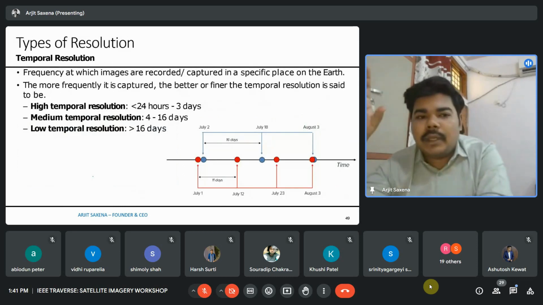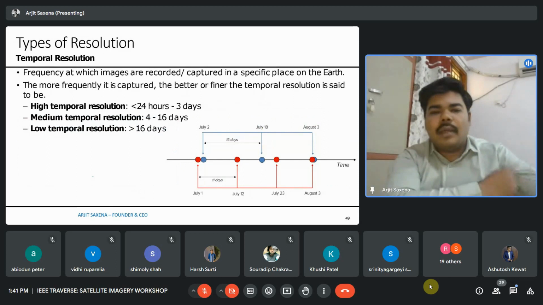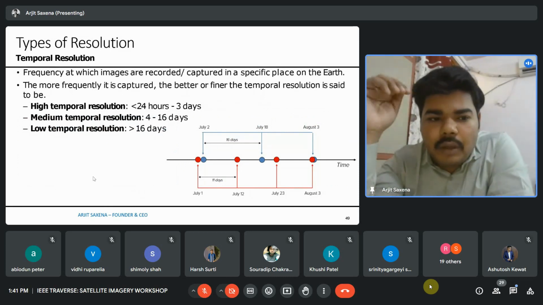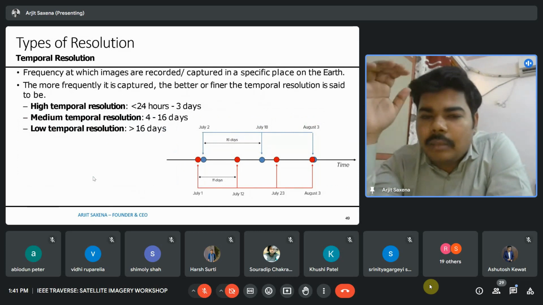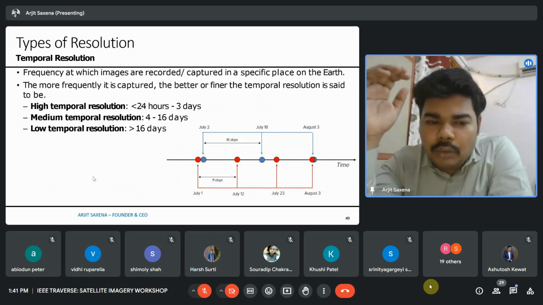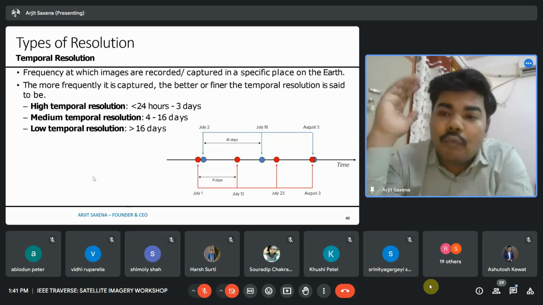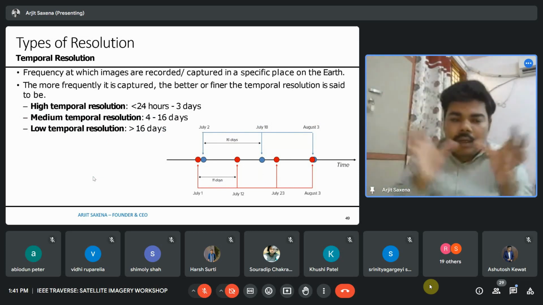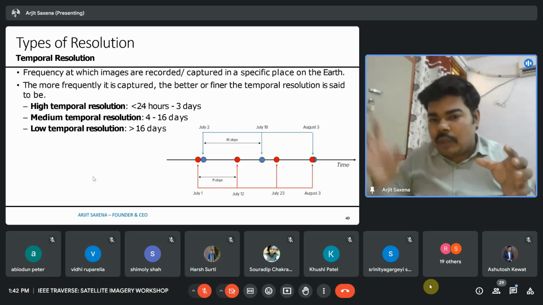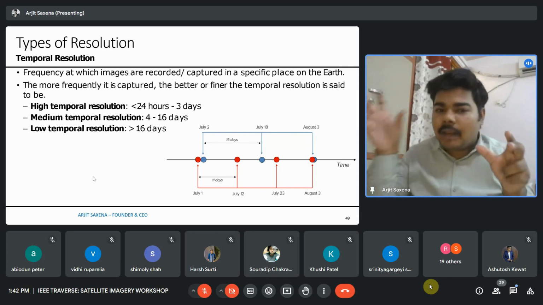Now, let's move to the temporal resolution. Temporal resolution is different. Like you are capturing an image, your satellite is over a surface for a particular day or a particular month. So for 16 days, your temporal resolution will be low. For 2 to 3 days, your temporal resolution will be high. Why high? Because when your duration is increasing, there will be certain defects coming into the picture. Like there can be rain, clouds, dust, anything.